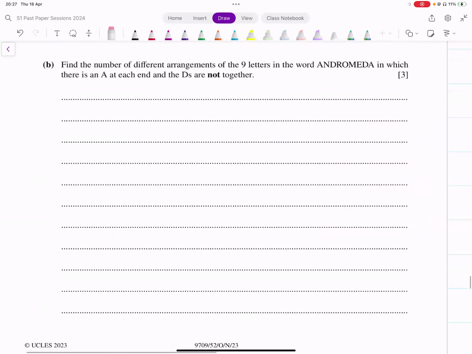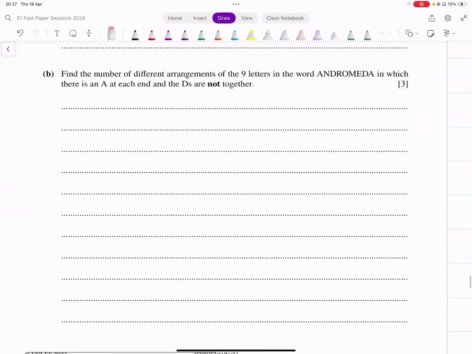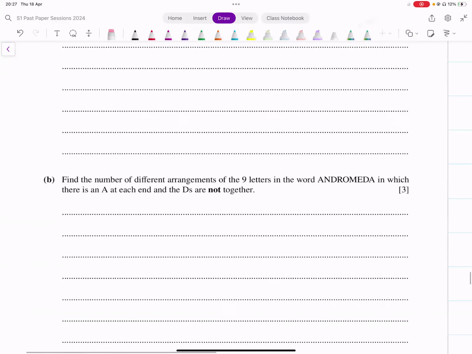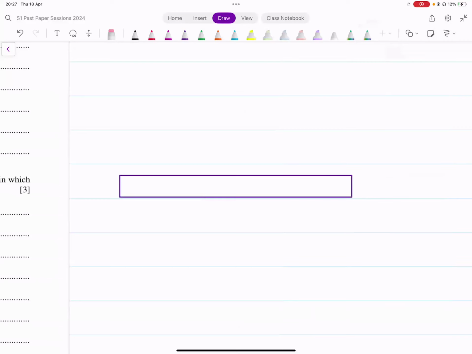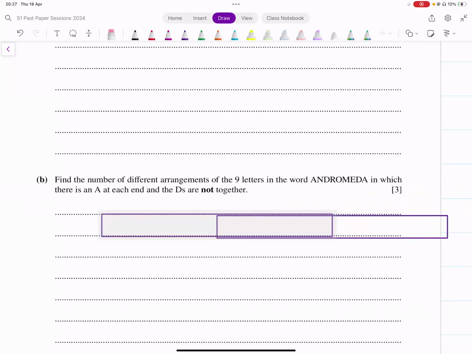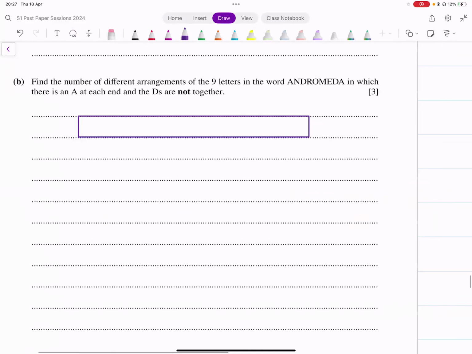All right. So it says find the number of different arrangements of the 9 letters in the same word, in which there is an A at each end and the D's are not together. Okay. Now, how do we think about this? There are 9 letters again. We can think of this in a box representation. Let's represent those 9 boxes. We don't have to separate anything here. We just have to, in fact, we do have to separate these. Let's think about how we could figure this out.